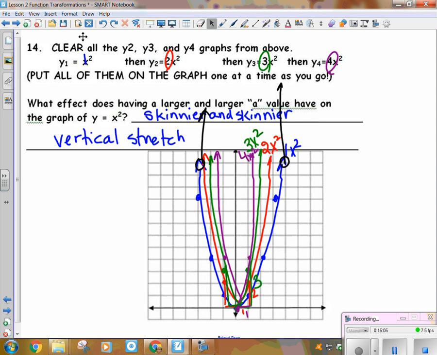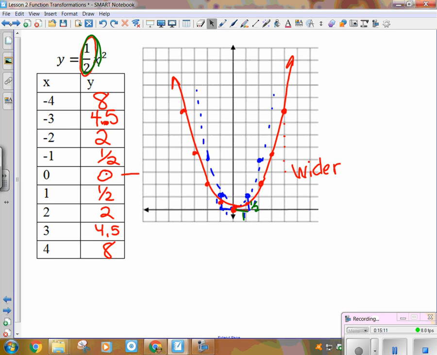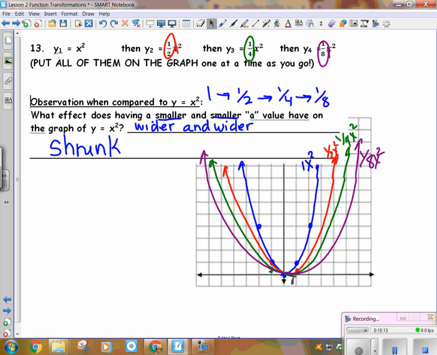When the number is bigger than 1, it vertically stretches. When the number is less than 1, okay, oops, skip 1. This is actually vertical shrink, which I did use the word shrink, but I said shrunk, but it's called vertical shrink. So it's like vertically you shrink it or you push it back down. All right, so vertical stretch, vertical shrink.